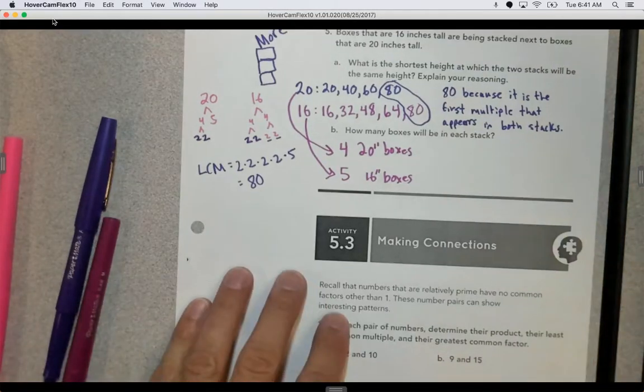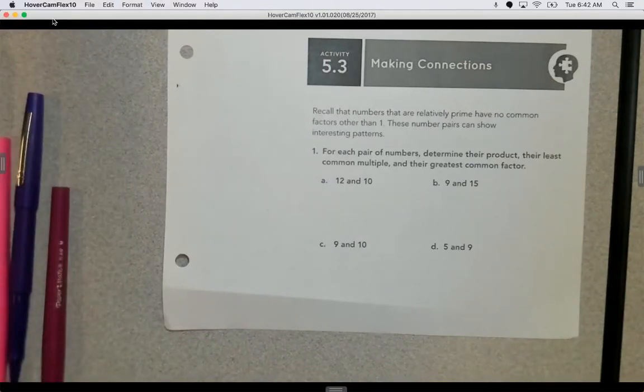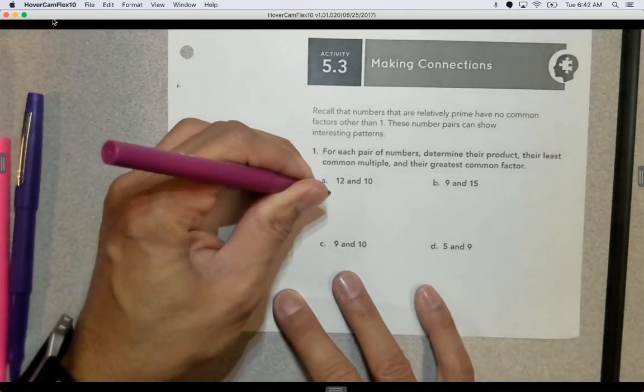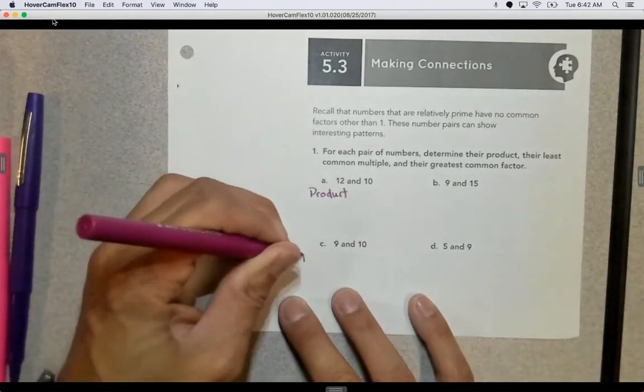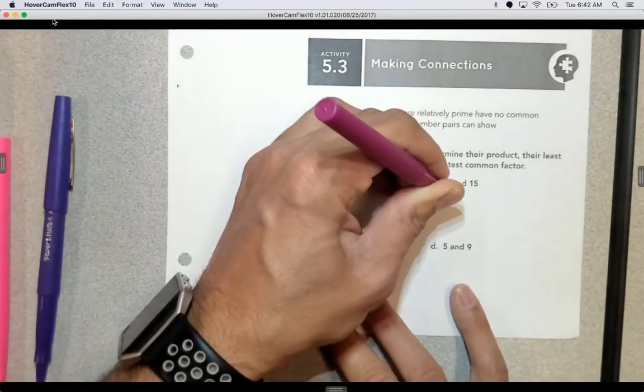All right. 5.3, making connections. Recall that numbers that are relatively prime have no common factors other than 1. So we had that example on the previous page of 37 and 81. These number pairs can show interesting patterns. 1, for each pair of numbers, determine their product, their least common multiple, and their greatest common factor. Okay, so product, I can write the product for all of them. Product is just the fancy word for multiplying the two together.